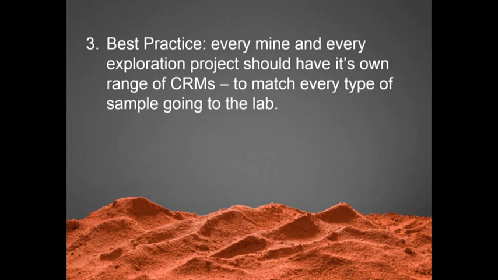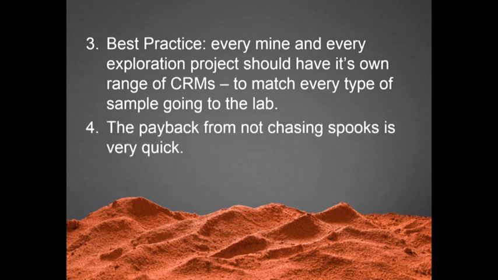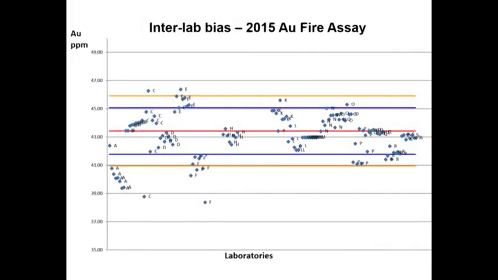In my 11 years of certifying probably over 1,000 reference materials, I still see a lot of interlab bias. In this example, you can have 40 ppm at lab A, or you can have up to 46 ppm, depending on the lab. So if you're an explorer, you choose the lab that gave you 46 ppm. But if you're in mine production, you'd be wiser to choose the lab that gives you 40.